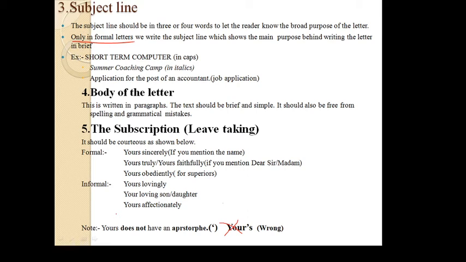For example, I have given you examples: short-term computer course, in capital letters; summer coaching camp, in italics; application for the post of an accountant. When you write an application for a job, you use a subject. But it should not be lengthy, only written in formal letters. Is it clear? So the next part of the letter is the body of the letter.